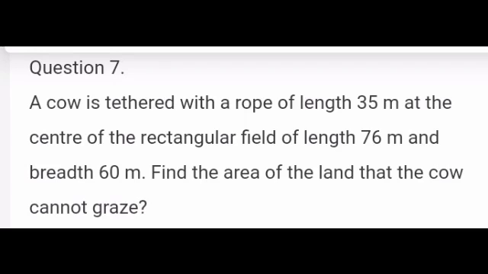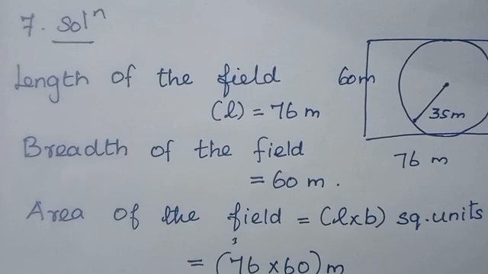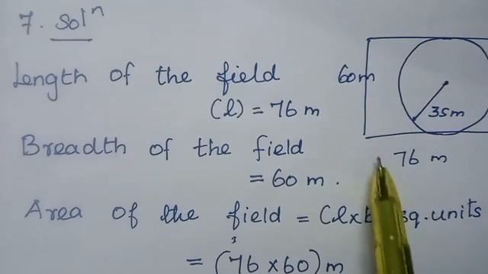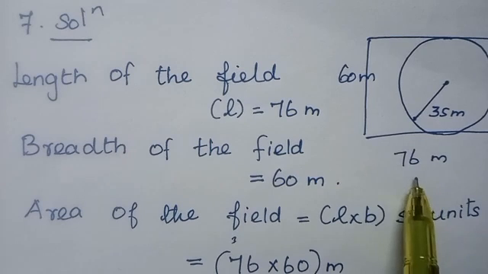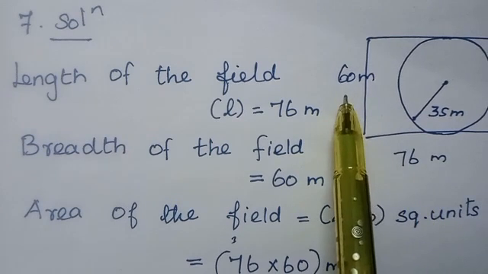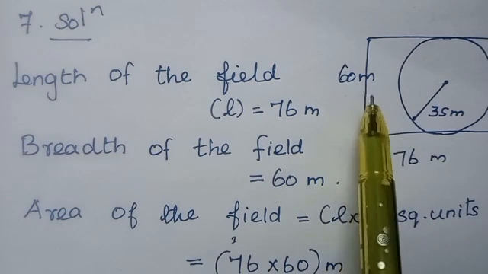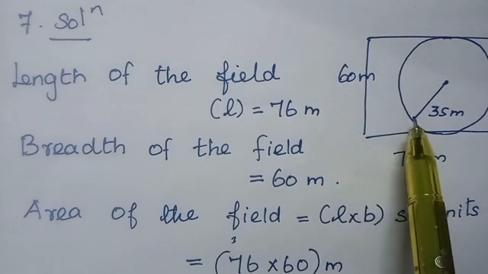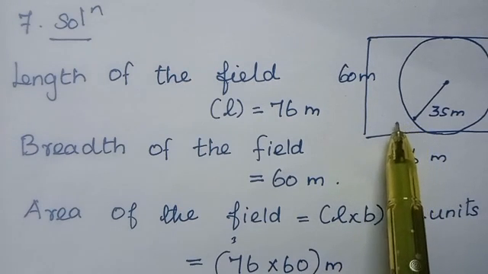Find the area of the land that the cow cannot graze. Listen to the solution for that question. The length of the rectangular field is 76 meters. The breadth of the field is 60 meters. The question is the area of the land the cow cannot graze.